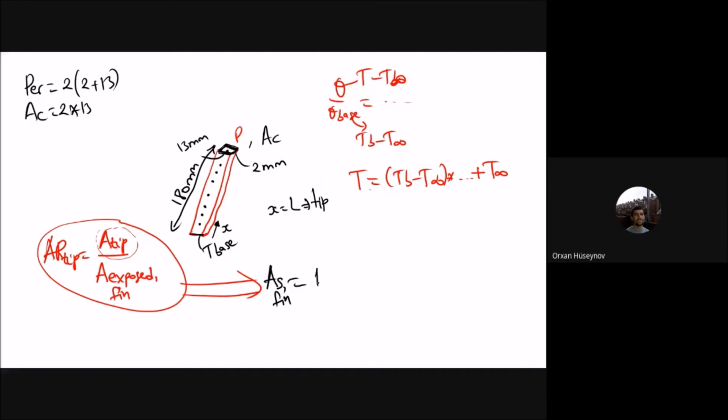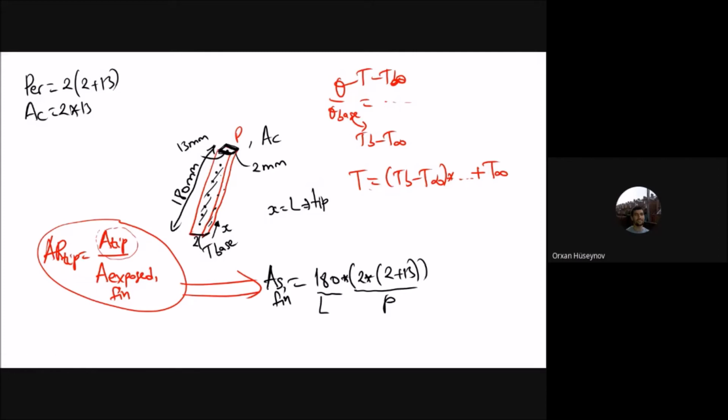It will be 180. Or you can multiply by the perimeter, which will be easier. Multiply with 2 times this one plus that one, it will be 2 plus 13. This one is the perimeter and this one is the length. So P into L, you will get the exposed surface area. Or you can calculate one by one. You have one surface here, 180 into this thickness, another surface here, again 180 into this thickness, and again the left surfaces.